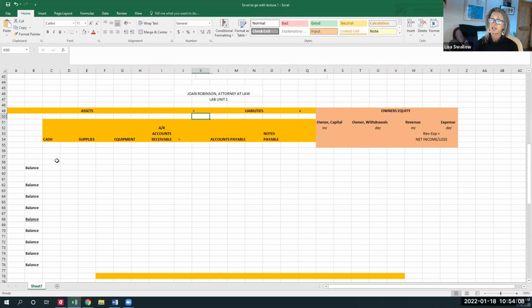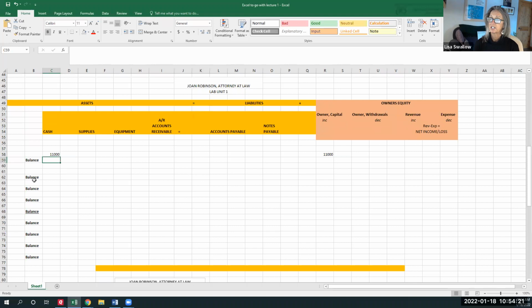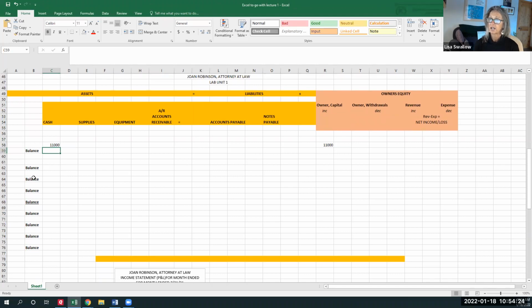So the first thing, she invested $11,000 cash in her business. So $11,000, and the accounting equation is still in balance. Now, when we did this before together, every single time I balanced everything, and I did want you to do that. I'm not going to actually take the time to do that, but you would literally do that.